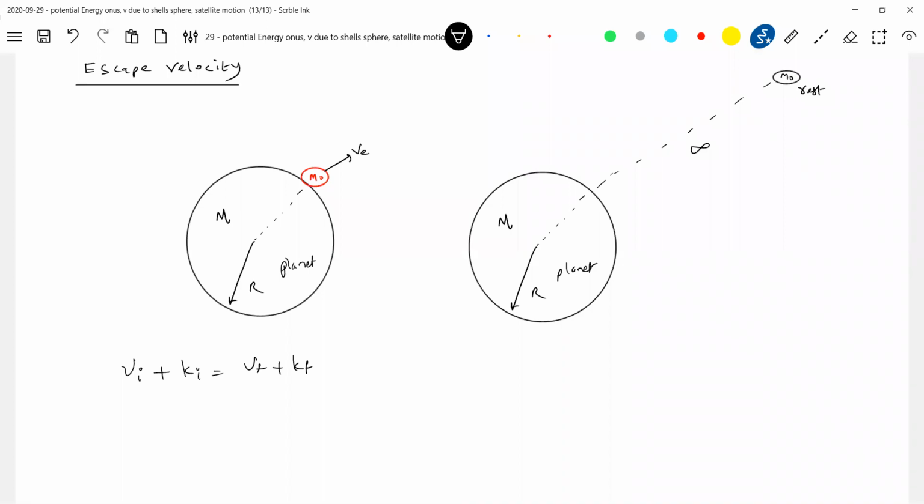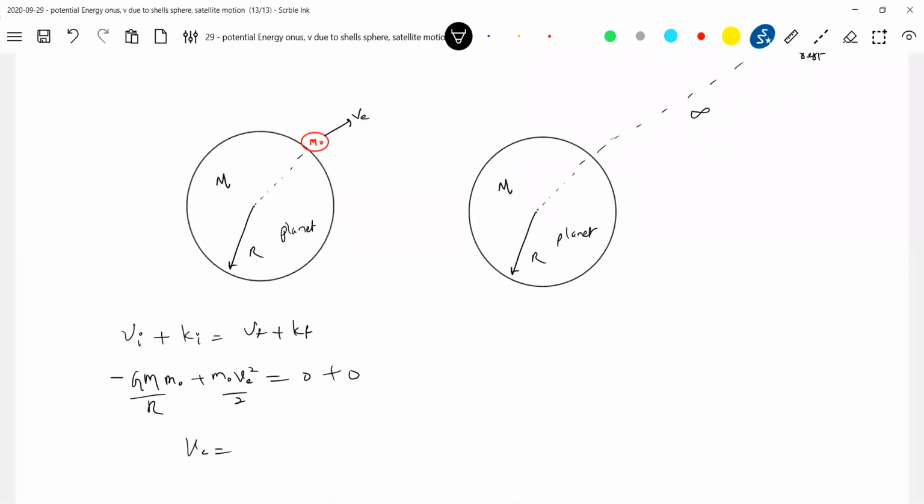What is the initial interaction potential energy? The potential on the surface, minus GMm naught by R, gives the interaction potential energy, plus kinetic energy, m naught ve square by 2. The final interaction potential energy is 0, as it comes to rest at infinity. If I solve it, I'll get ve squared equals 2GM by R. M naught gets cancelled. So ve is root of 2GM by R.